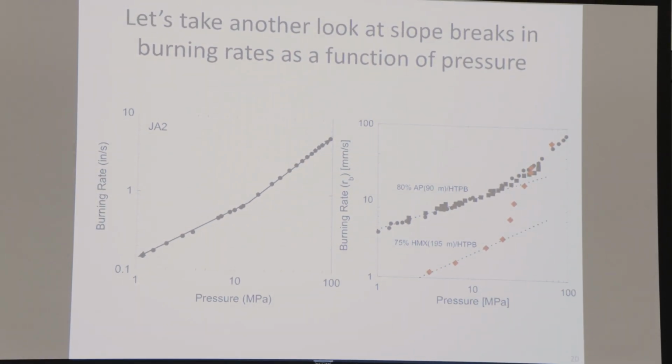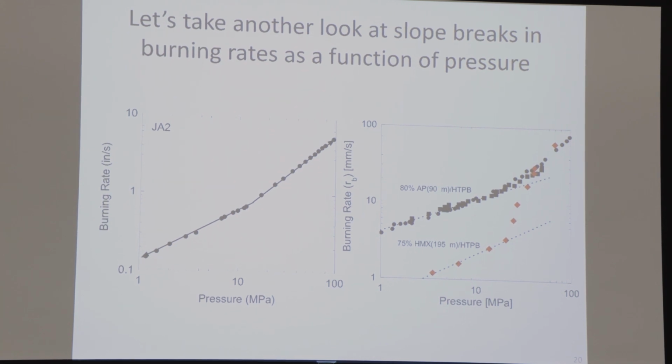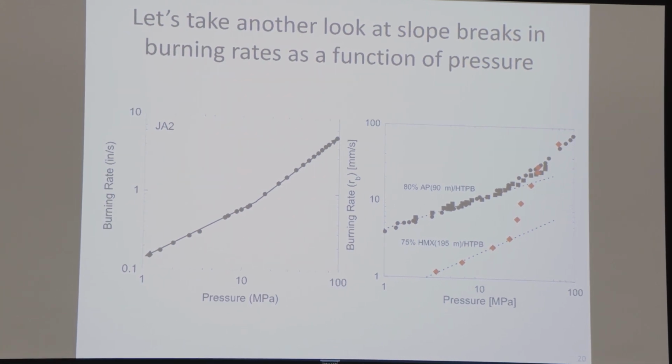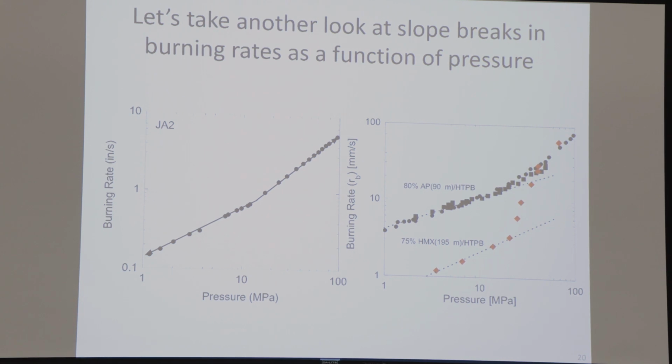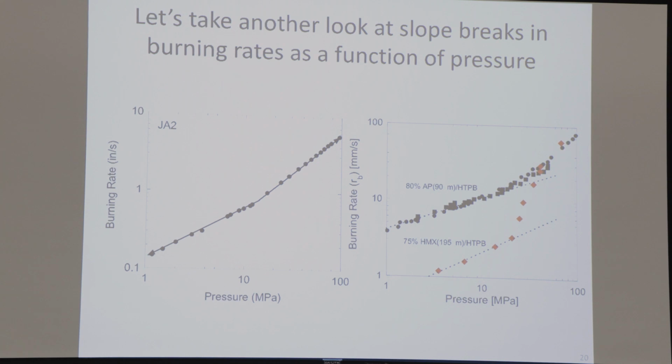as they should. Okay, so I want to go back, and this is something I want to go back and just show you some burning rates of different materials here. And I want you to think about physically what's going on, because I've talked about the importance of slope breaks. And so I'm going to show you very quickly a number of traces of burning rate profiles as a function of pressure. So I've already shown you one on the left, JA2. And you can see there's a slope break close to 20 megapascals.